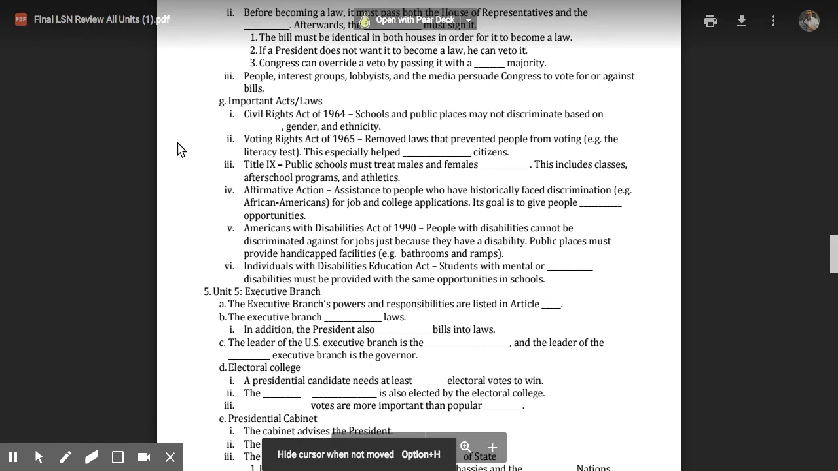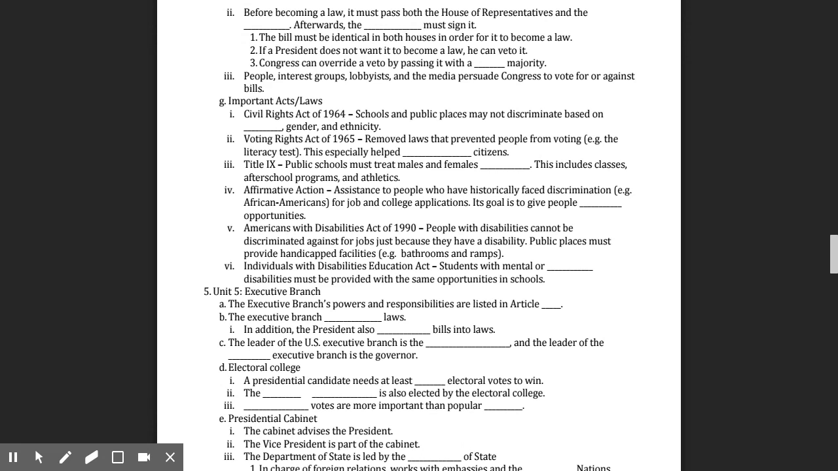There are several important acts or laws that you need to know. The Civil Rights Act of 1964 stated that schools and other public places may not discriminate based on race, gender, or ethnicity. The Voting Rights Act of 1965 removed laws that prevented people from voting, like the literacy test. This especially helped minority citizens.